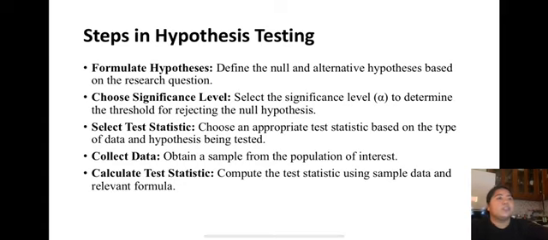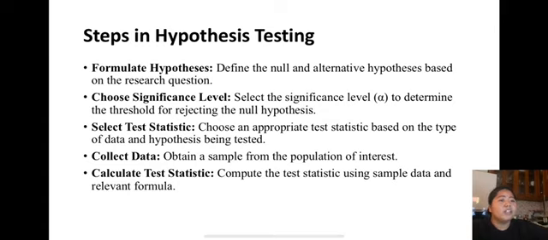These are the steps in hypothesis testing. First is to formulate hypotheses. Define the null and alternative hypotheses based on the research question. Second is to choose the significance level. Select the significance level, alpha, to determine the threshold for rejecting the null hypothesis. Third is to select the test statistic. Choose an appropriate test statistic based on the type of data and hypothesis being tested. Number 4. Collect data. Obtain a sample from the population of interest.